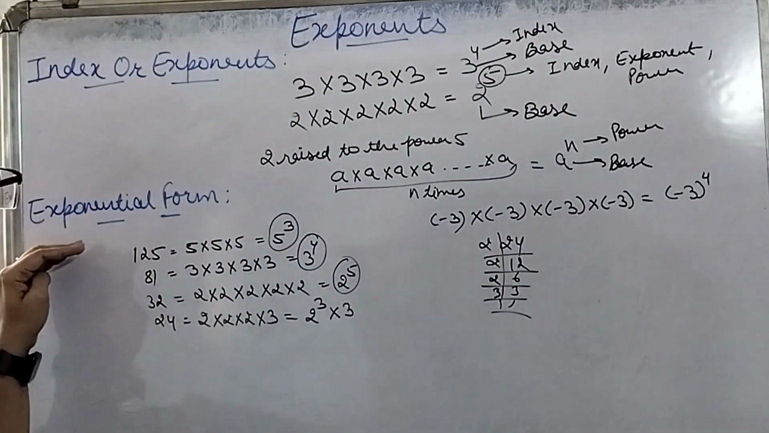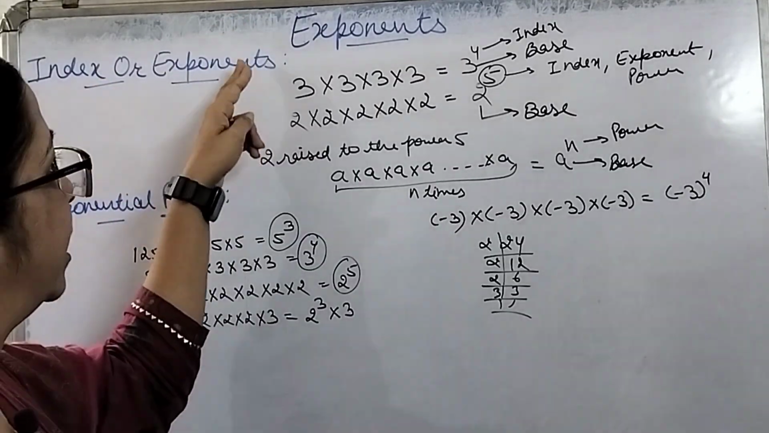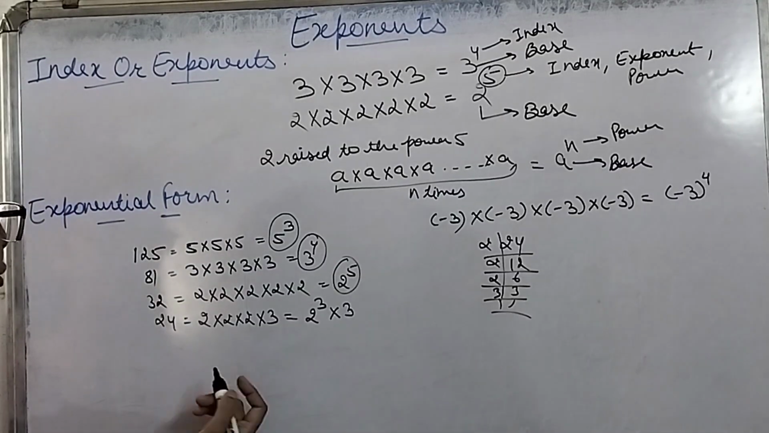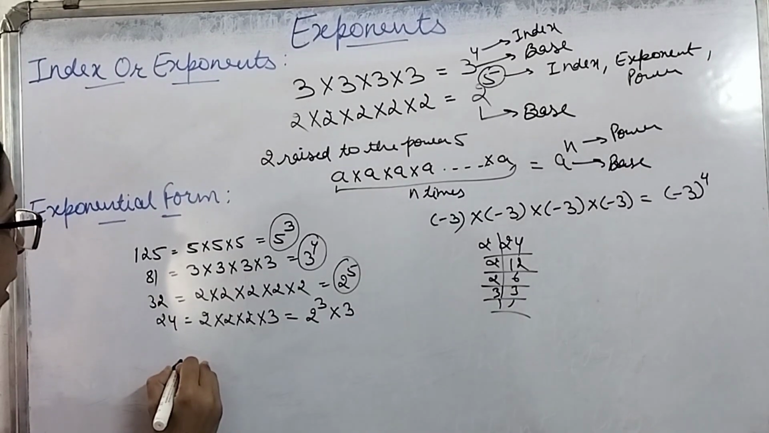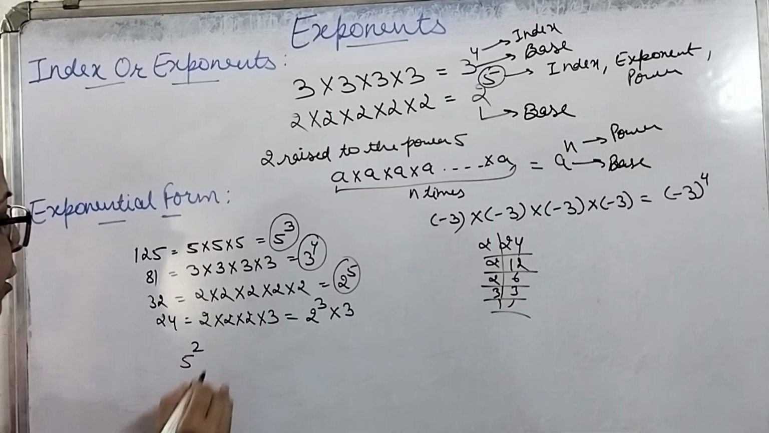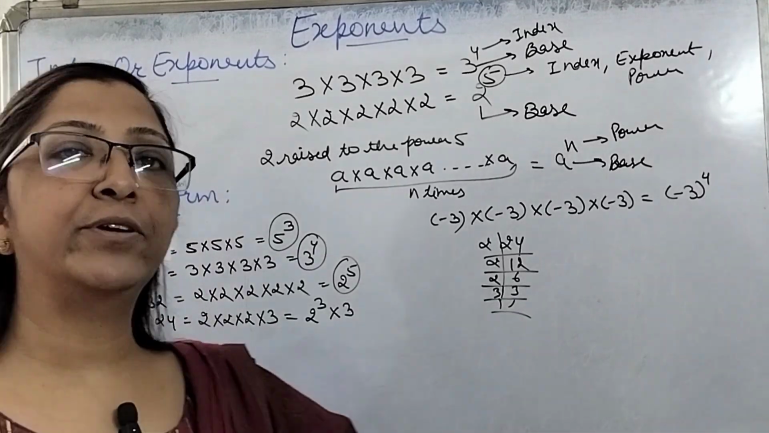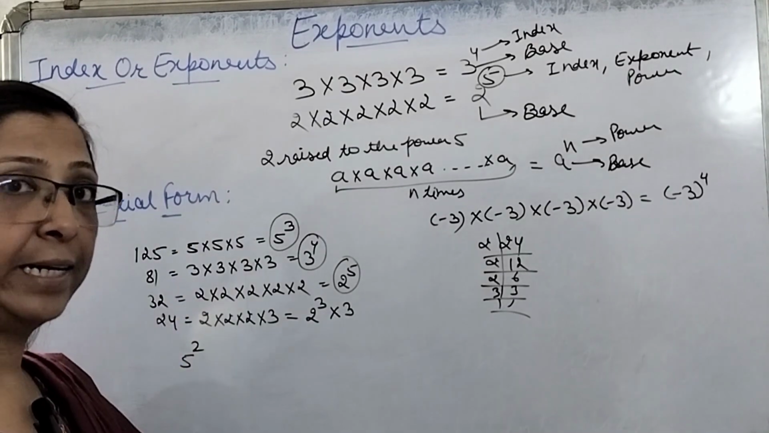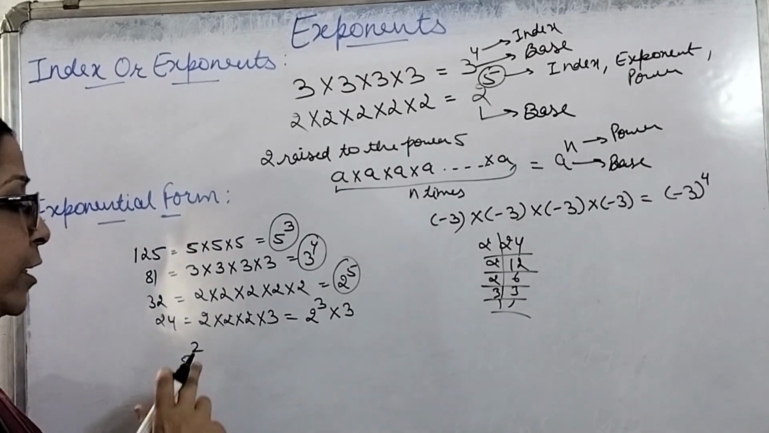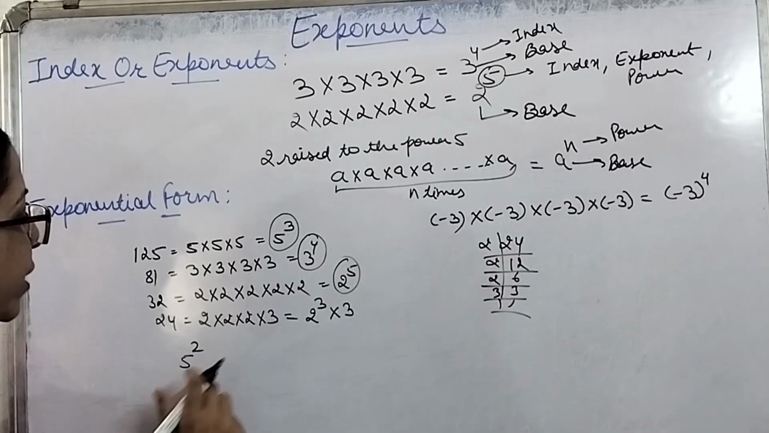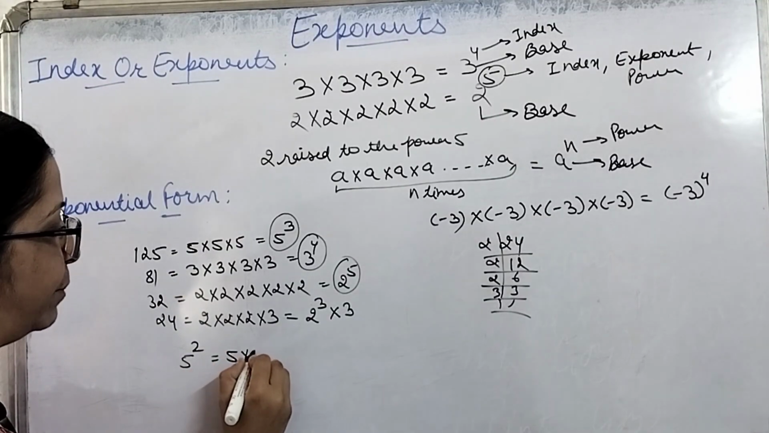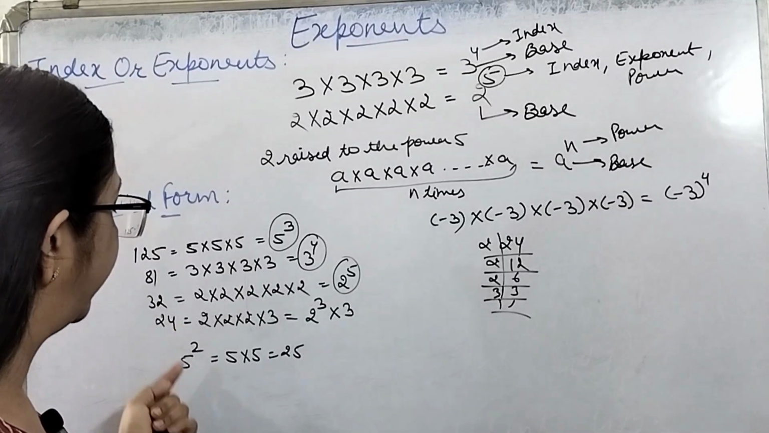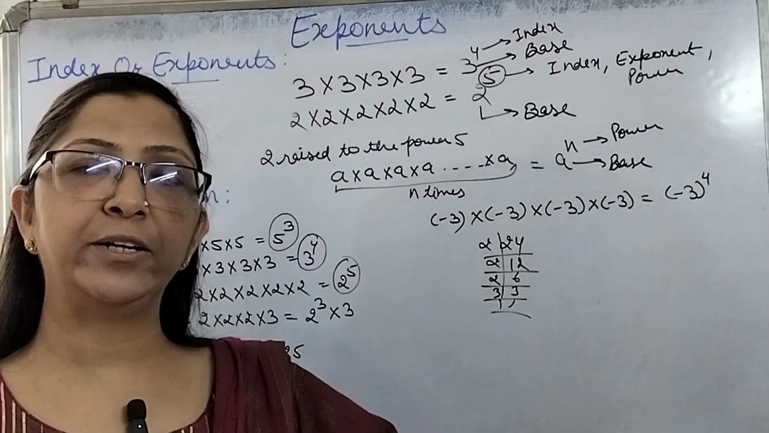Now this is clear, what exponential form is and how we can read it if any number is multiplied multiple times. Now suppose you have to find the value of say 5 raised to the power 2. If you have to find the value of 5 raised to the power 2, what does that mean? That 5 is the number which is being multiplied again and again. And how many times is it being multiplied? 2 times. So 5 raised to the power 2 could be written as 5 multiplied by 5, that is your 25. So the value of 5 raised to the power 2 will be your 25.